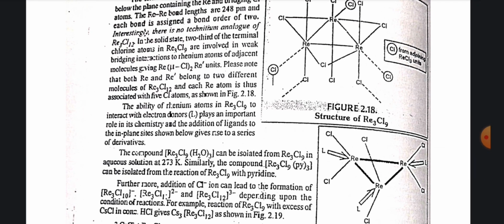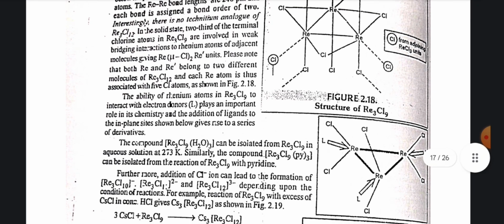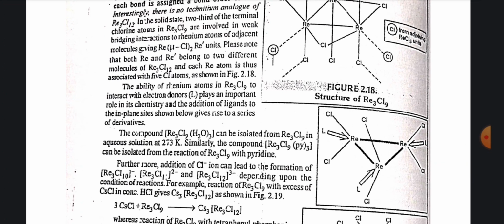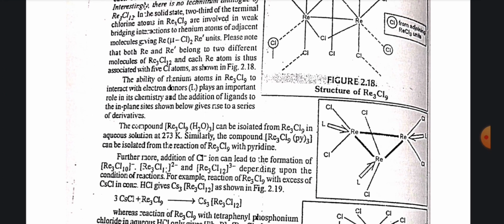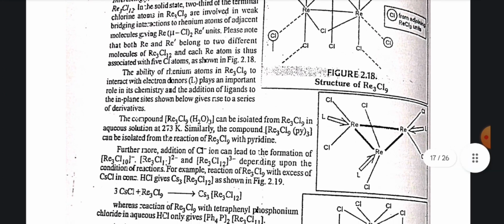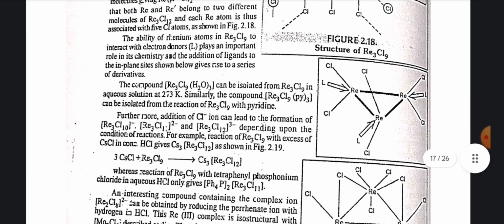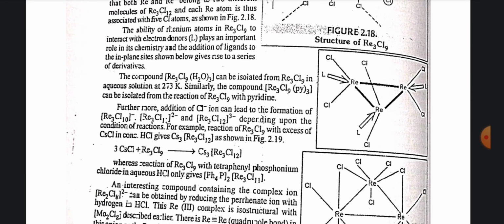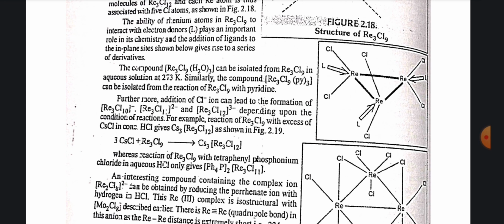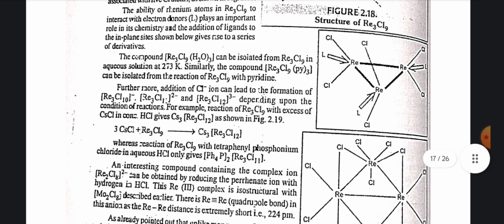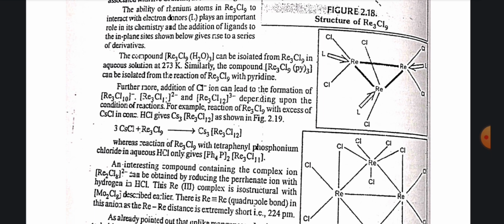Two thirds of the terminal chlorine atoms in Re3Cl9 are involved in a weak bridging interaction to rhenium atoms of adjacent molecules. Please note that both Re and Re' belong to two different molecules of Re3Cl12, and each Re atom is thus associated with 5 Cl atoms. The ability of rhenium atoms in Re3Cl9 to interact with electron donors plays an important role in its chemistry, and the addition of ligands to the in-plane sites is shown below.